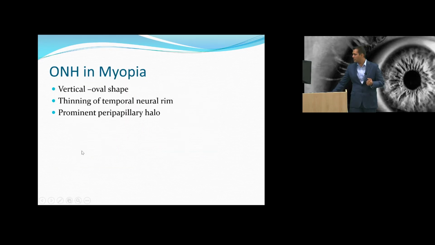To summarize, an optic nerve head in myopia is vertically oval in shape. It's also a little bit rotated. Due to the stretching of the globe, it's rotated on its axis. There is thinning of the neural rim in the temporal region. There's also a prominent peripapillary halo or peripapillary atrophy present due to the stretching of the globe.